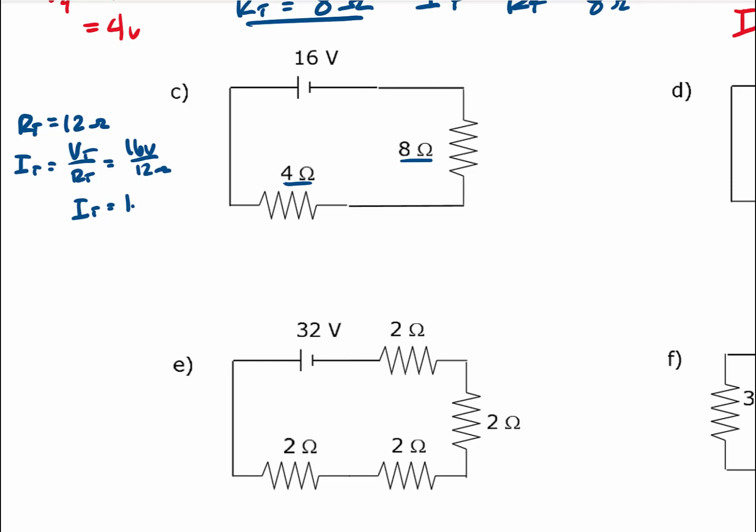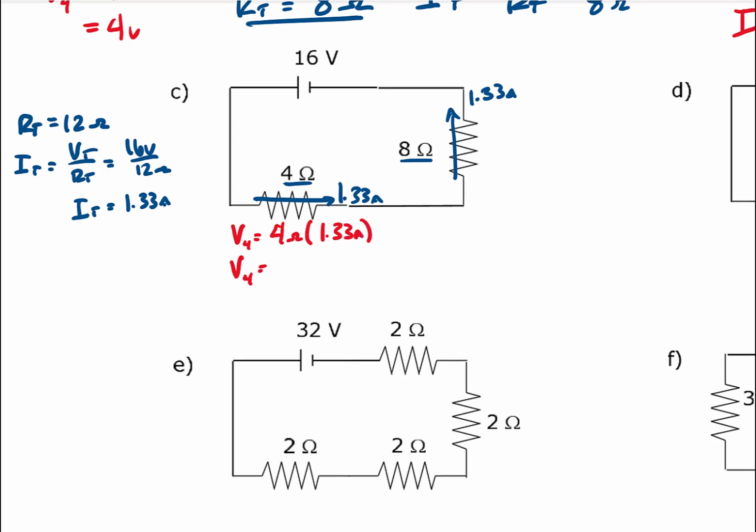Yeah. 1.33 amps. That's my total current. That means I have 1.33 amps moving through this resistor and 1.33 amps moving through this resistor, because our rule here is that they have to have the same current going through them because current is not used up. So for this one, the voltage for the 4 ohm resistor is going to be 4 ohms times the current running through it, 1.33 amps.